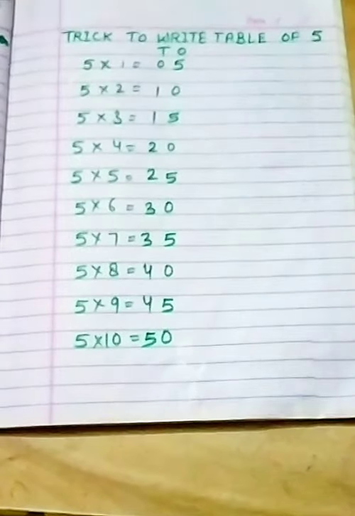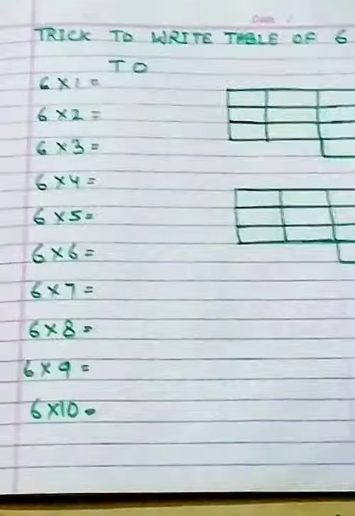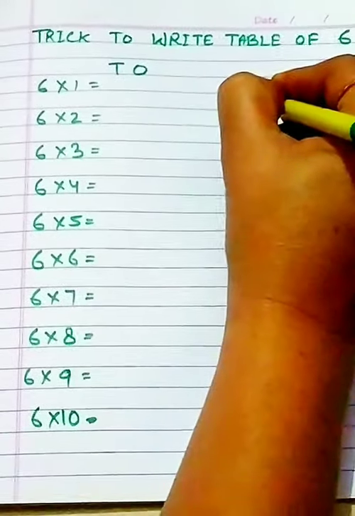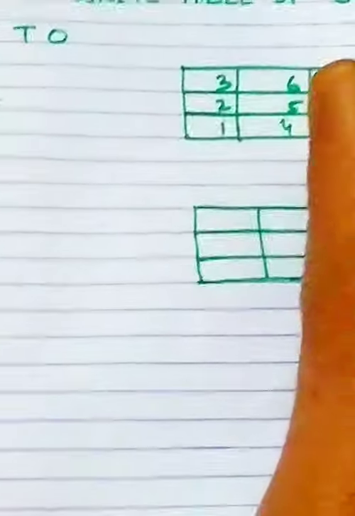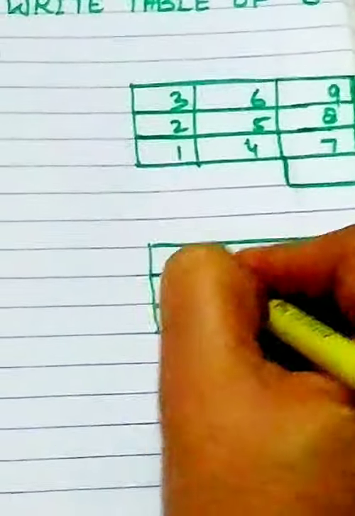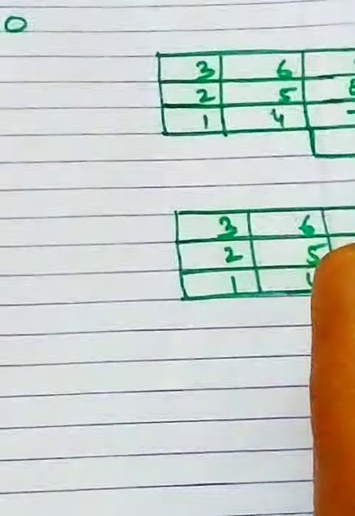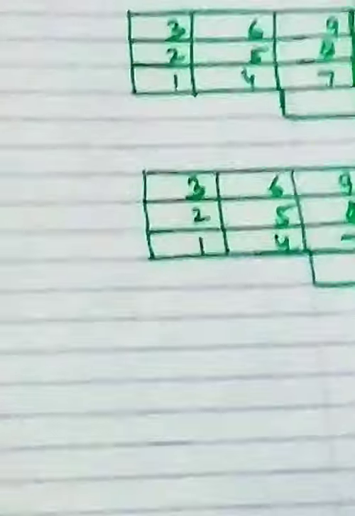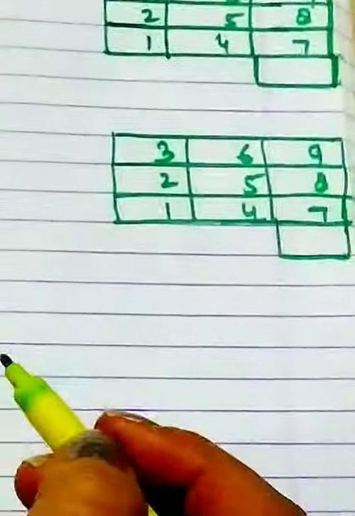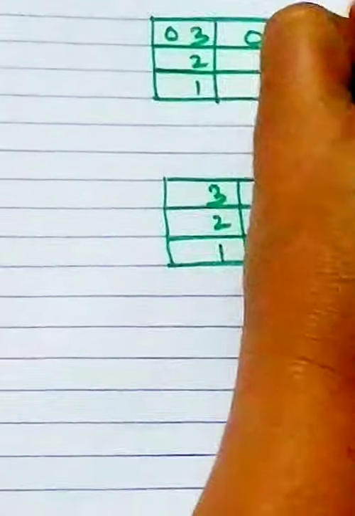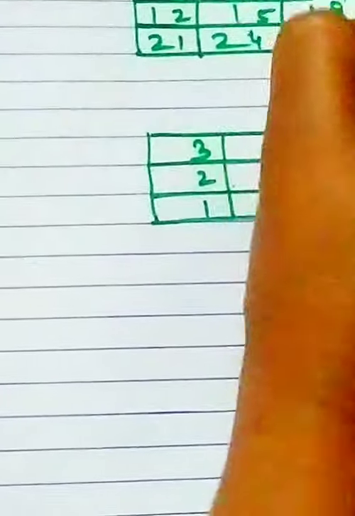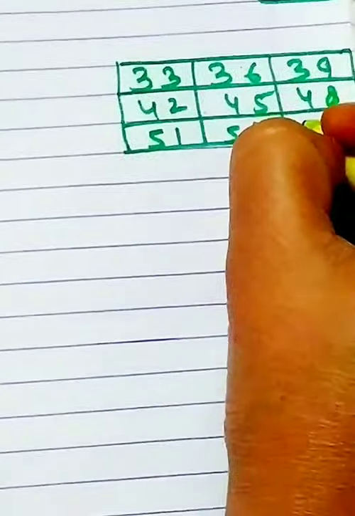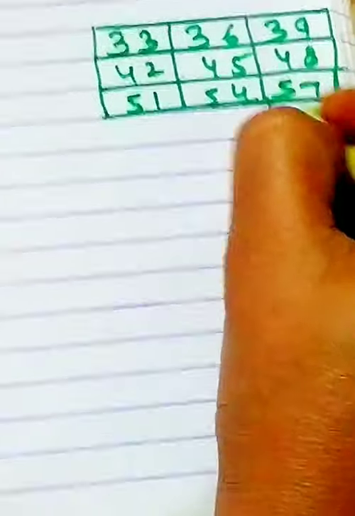Table is ready. Trick to write table of 6. First we will write 1 to 9 2 times from bottom to top. Then we will write 0 to 5 in each row. Then in the last we have to write 30 and 60.